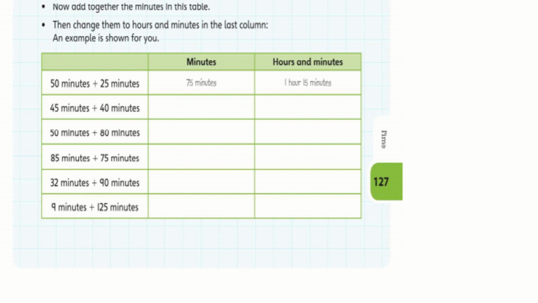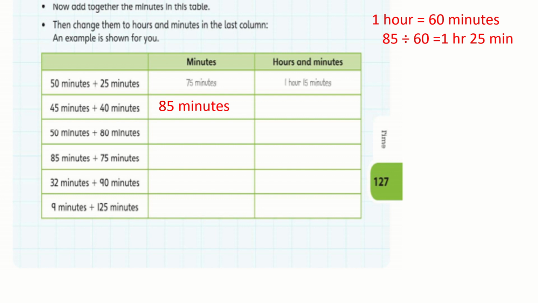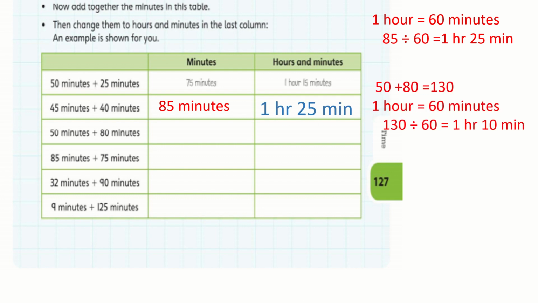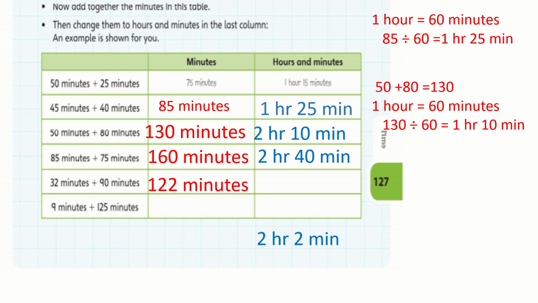This is the second part of 125. Here there is just an additional step: in the first column you are given 2 values, 45 and 40. Add them together first and then do the same procedure of division. Like 45 plus 40, you will get 85 divided by 60. Do the long division and you will get the answer 1 hour and 25 minutes. Similarly, in the next, it is 130 minutes. Divide and you will get the answers all like this.